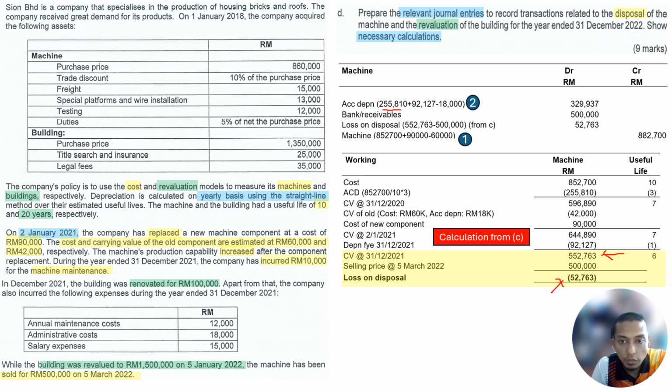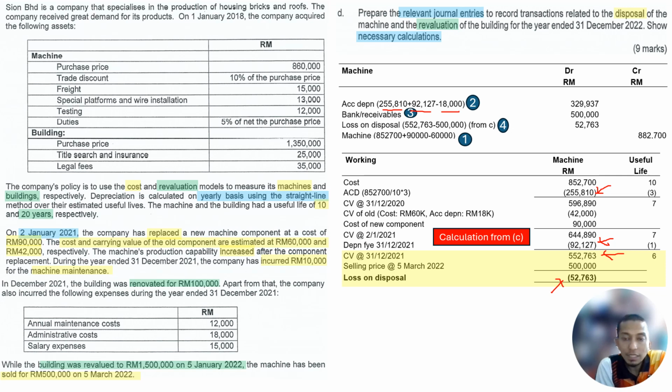So the original one, 255,810 plus the new one, 92,127 and minus the 18,000, the one that you eliminate for the old component. Remember just now 60,000 less 42,000, you get 18,000, right? This one is the old component depreciation. That's why you minus. Okay, then we get 329,937 on the debit side. Then the question mentioned it is sold for 500,000. So bank or receivable is 500,000 lah, debit side because we receive, right?